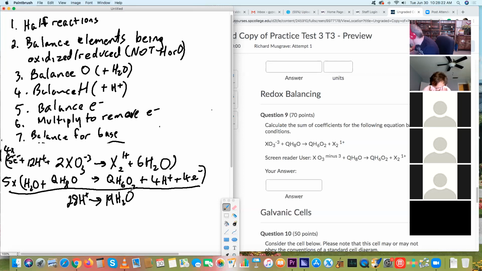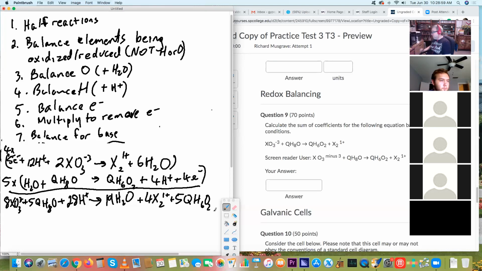All right, so we'll fix up the rest of this. So that'll be 8 XO3 3 minus plus 5 QH8O. And then over here, we'll have 4 X2 1 plus, and then 5 QH6O2.